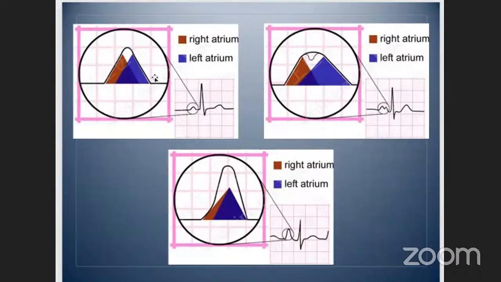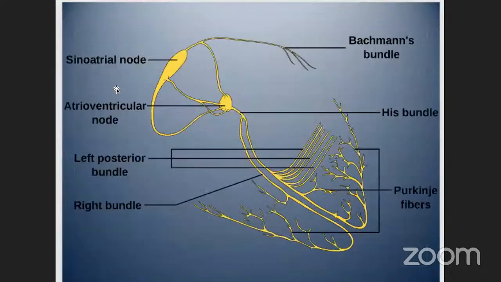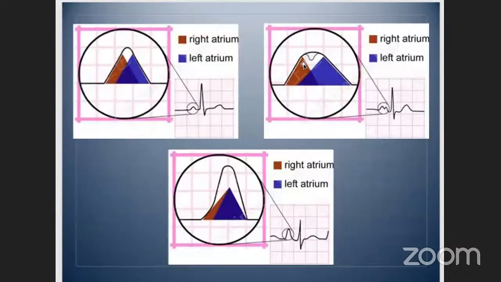However, if I have left atrial enlargement, my conduction would be slower into the left atrium, and then the depolarization would take longer, and then I would get a bifid appearance. If there was right atrial enlargement, such as in pulmonary hypertension or tricuspid atresia or regurgitation, then the depolarization would occur slower through the right atrium, and that is why I would get a P pulmonale.